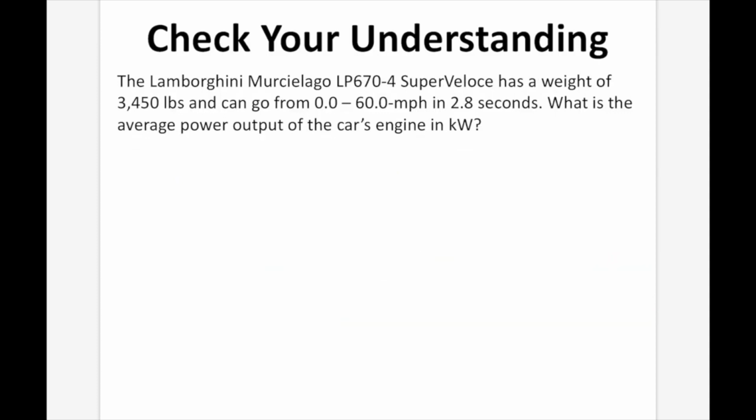The Lamborghini Murcielago LP 760-4 Super Veloce has a weight of 3,450 pounds and can go from 0 to 60 miles per hour in 2.8 seconds. What is the average power output of the car's engine in kilowatts?